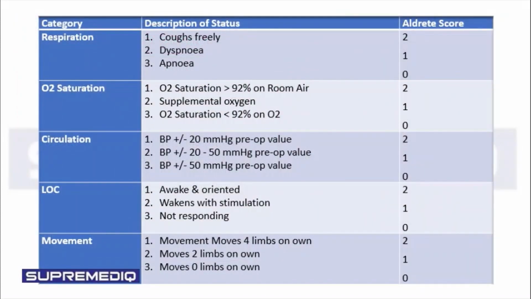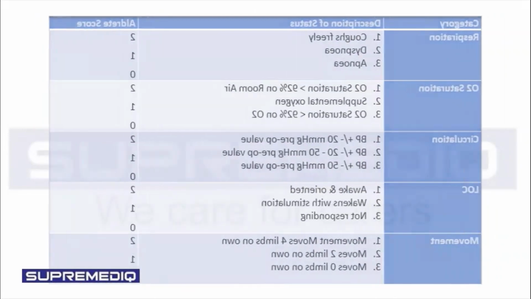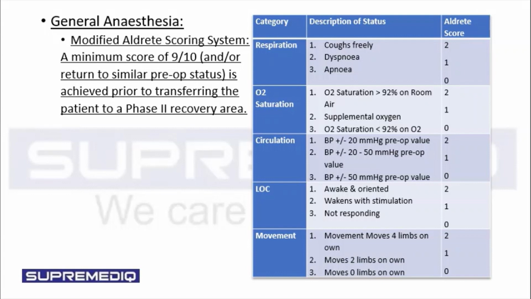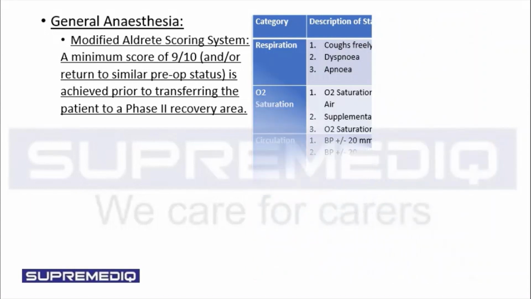Please note that use of modified Aldrete score is a guiding tool for making decisions in post-anesthesia care. General anesthesia. Modified Aldrete scoring system, a minimum score of 9 out of 10, or return to similar pre-op status, is achieved prior to transferring the patient to a Phase II recovery area.